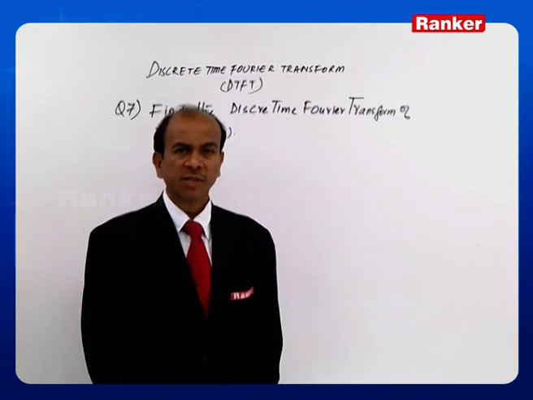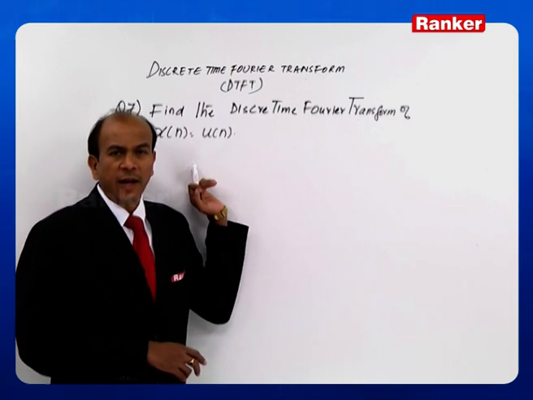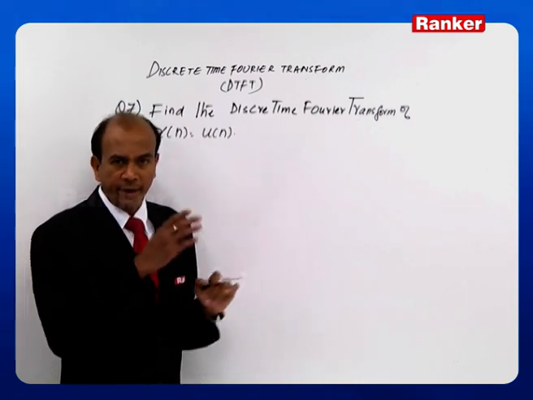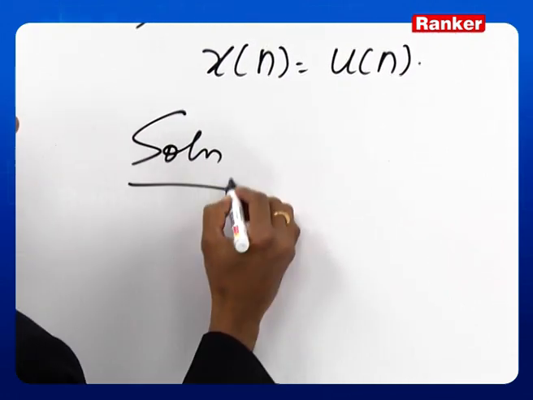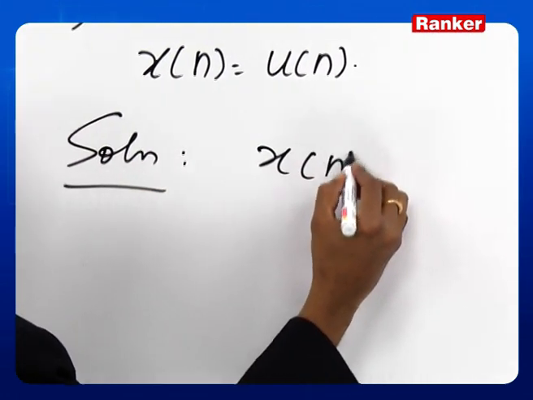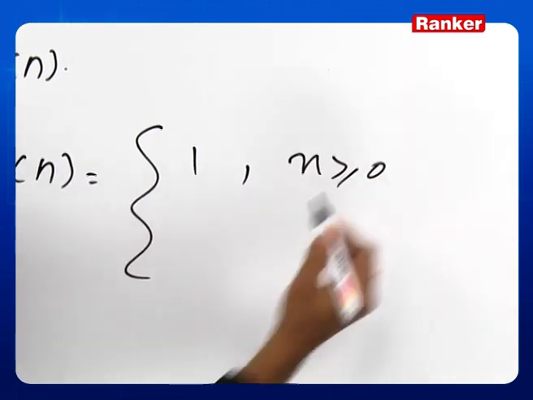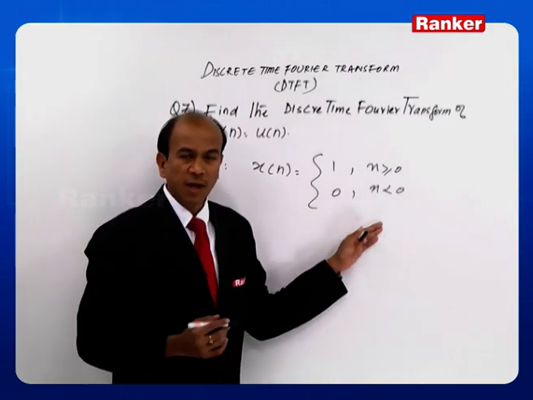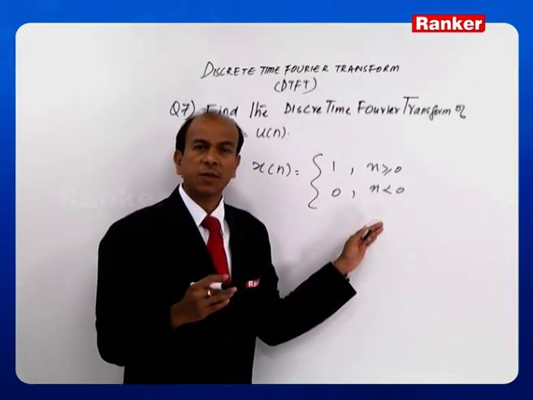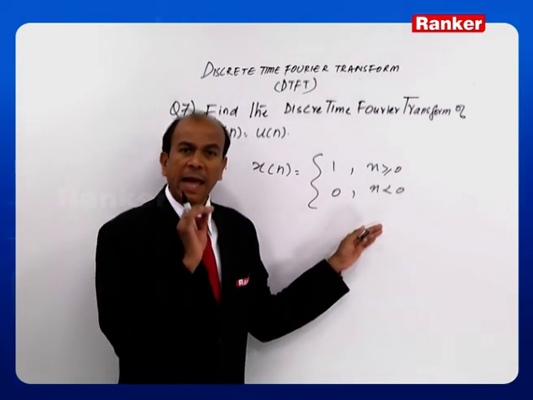Now, let us see question number 7. We have to find out the discrete time Fourier transform of x of n is equal to u of n. Let us see this. What is given? X of n is given as 1 when n is greater than or equal to 0 and 0 when n is less than 0. This is what is given. Now, we have to calculate what is X of e to the power of j omega, that is the discrete time Fourier transform of x of n.